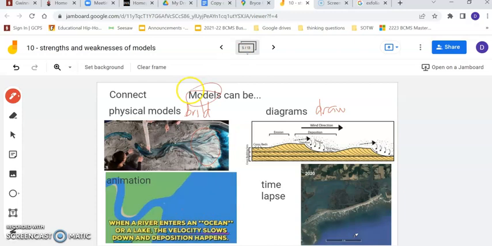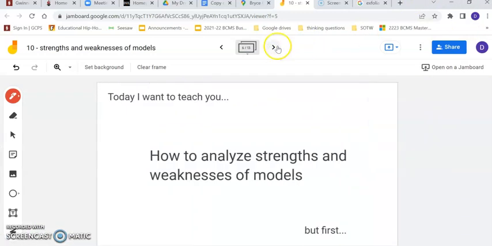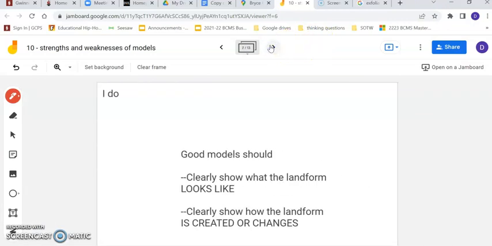A lot of times we think of models only being something you build, but they're really anything that helps you see a process that you can't normally see. All right. So reminder, today I wanted to teach you how to analyze strengths and weaknesses of models. Start evaluating them like a scientist would do.